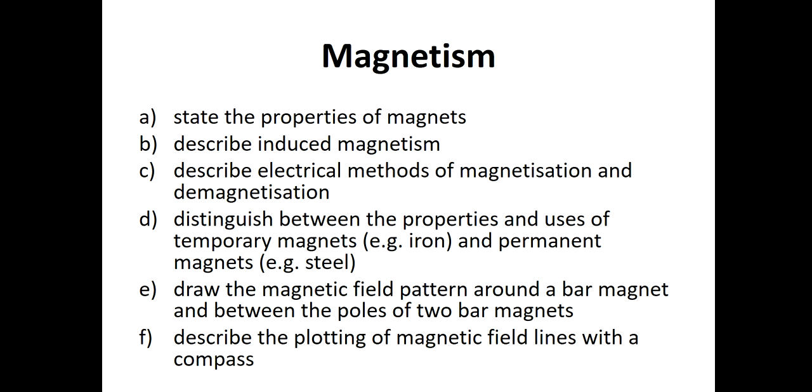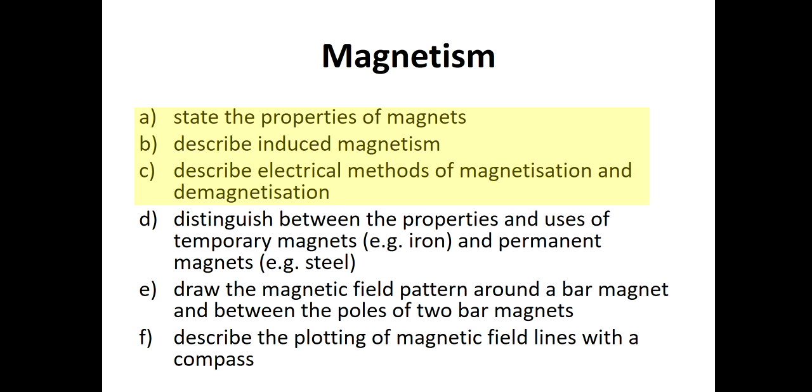Let me first run through the objectives very quickly with you. As you can see, there are A, B, C, D, E, F objectives to be met for this lesson. So what do you need to know in this chapter? Part A, state the properties of a magnet. You must be able to describe what makes a magnet. How do you convince me that a piece of metal you're holding in your hand is a magnet? It must exhibit three properties. So part A, we will learn about that.